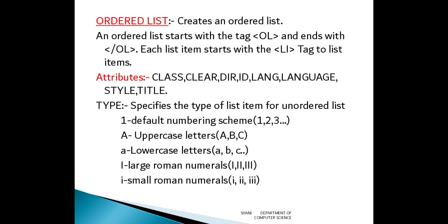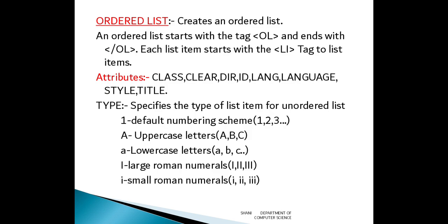Ordered list creates an ordered list. An ordered list starts with the OL tag and ends with the closing OL tag. Each list item starts with LI. LI is nothing but a list item. The LI tag is a tag for the list items. Attributes are like class, clear, dir, id, language, style and title.